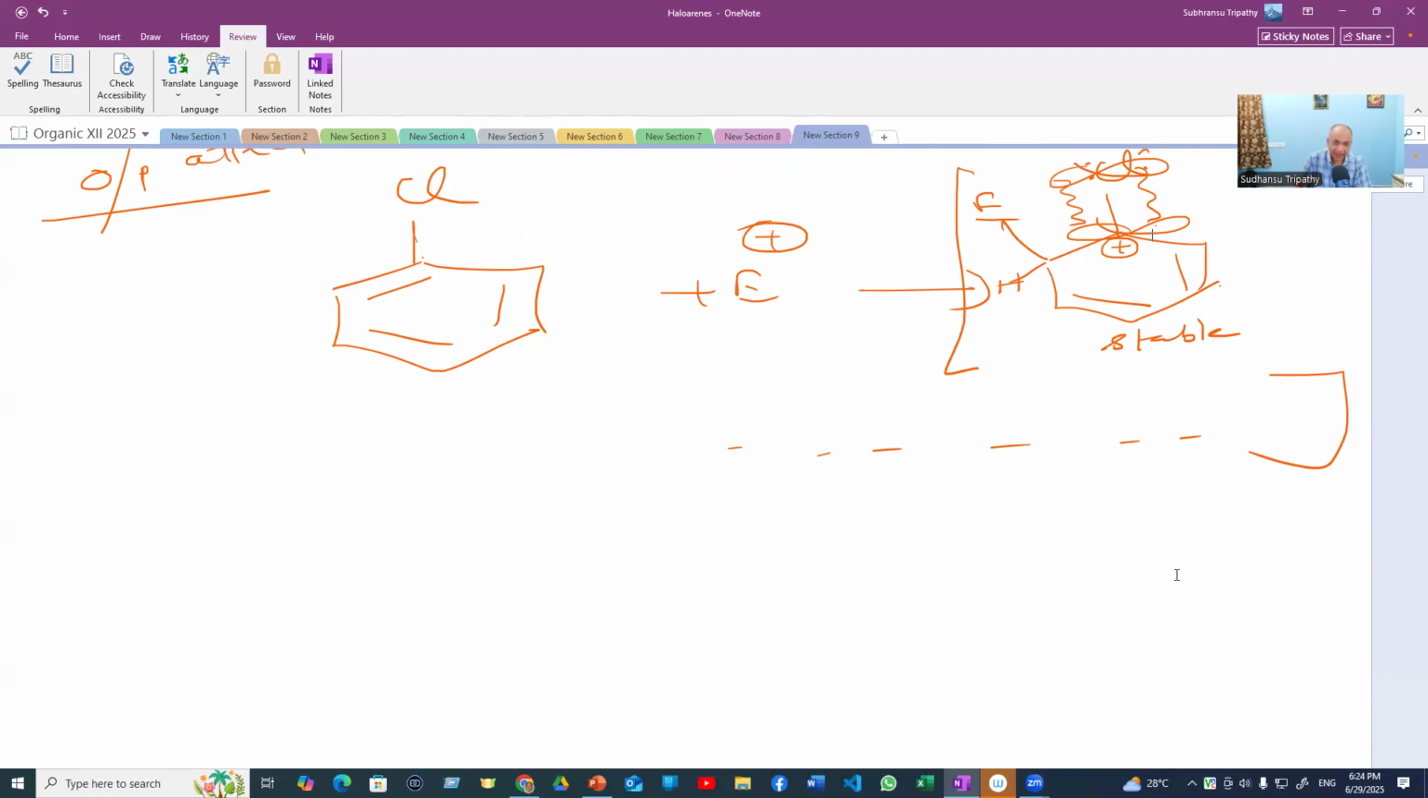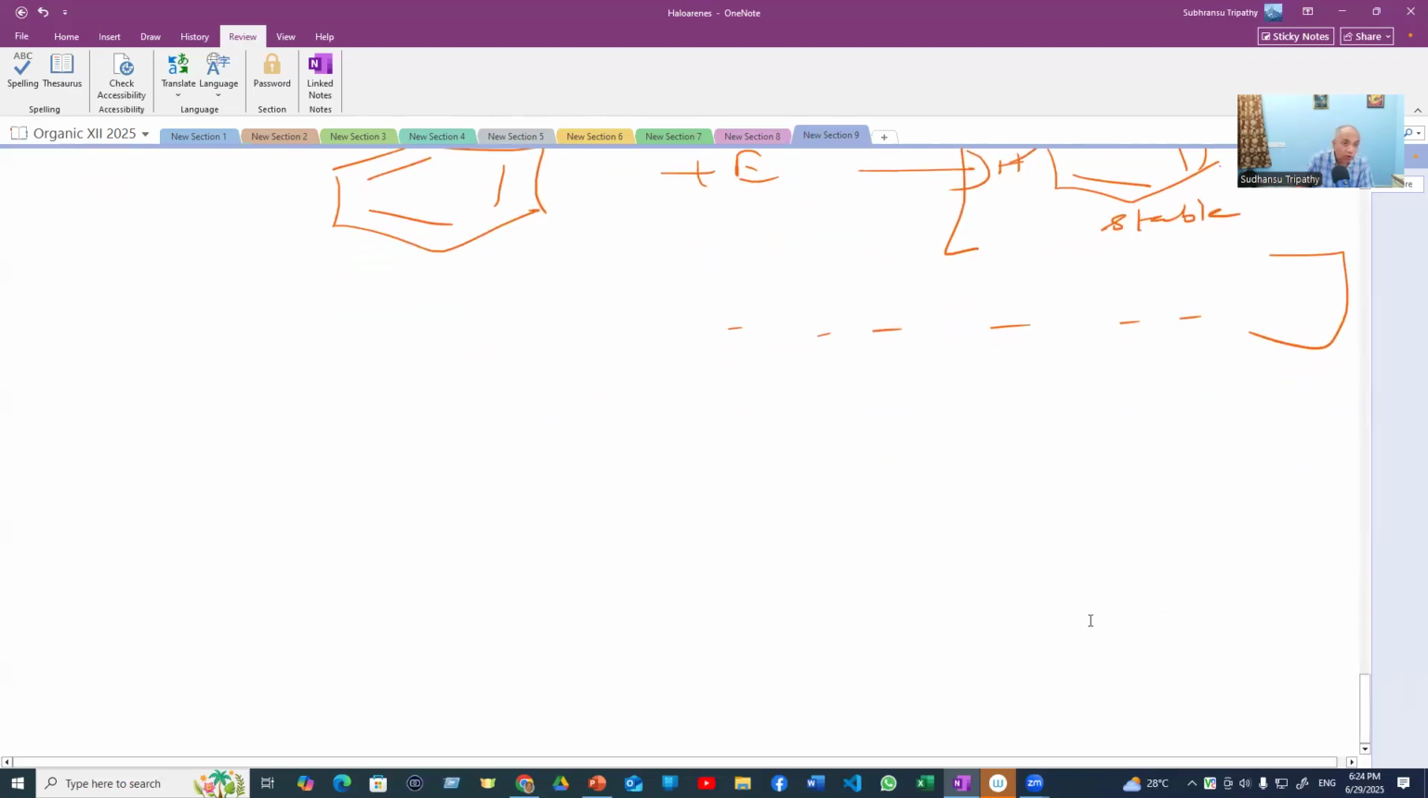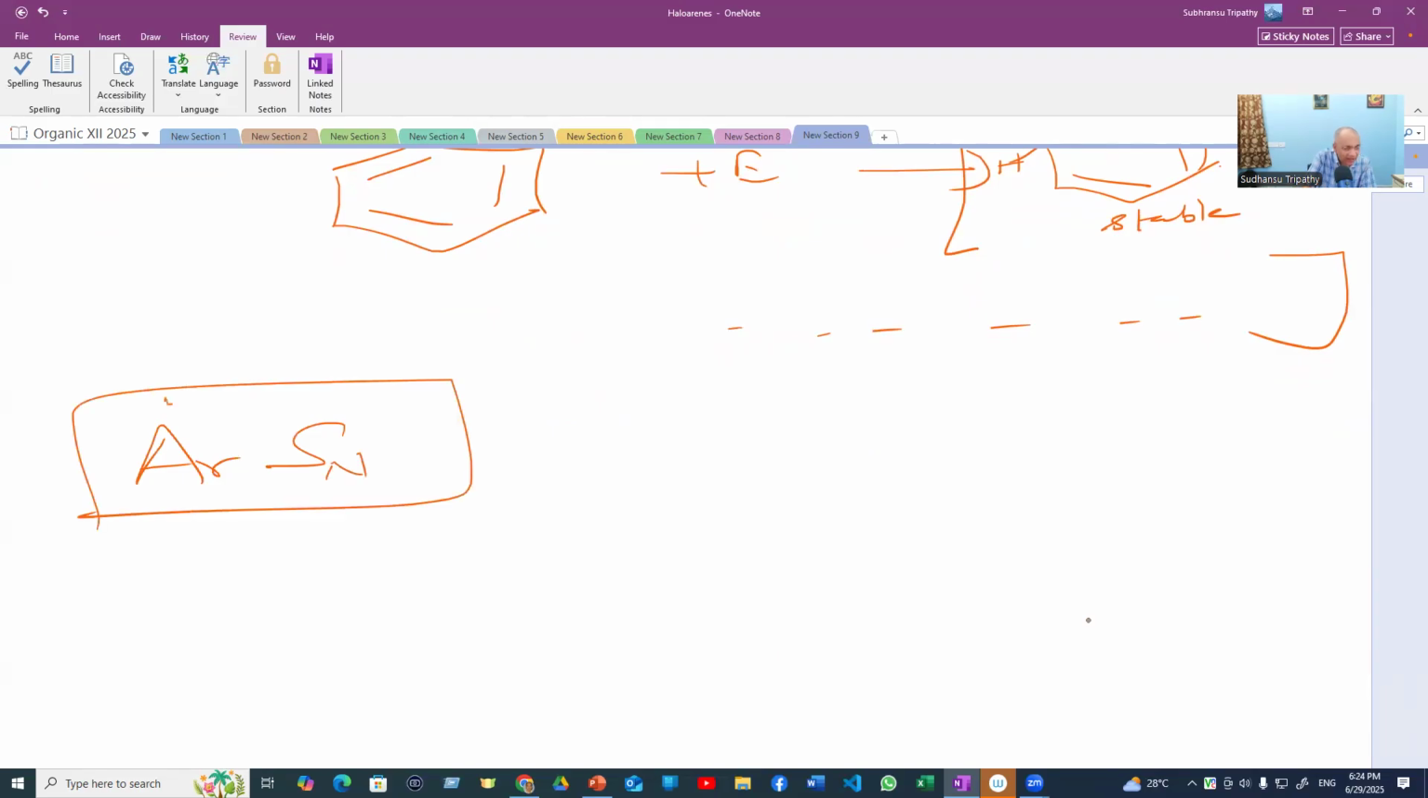Okay. Now coming to, interestingly, ArSN. Here you have to write Ar because SN is common in aliphatics also. That SN is completely different from ArSN. Aliphatic SN is simply said SN. So this ArSN has nothing in common with SN1, SN2, SN1 dash, SN2 dash, SNi dash. No. In SN1, a carbocation is formed.